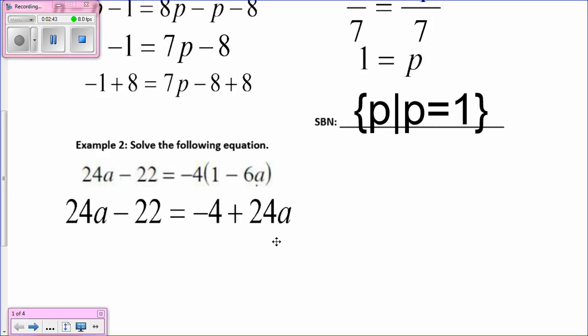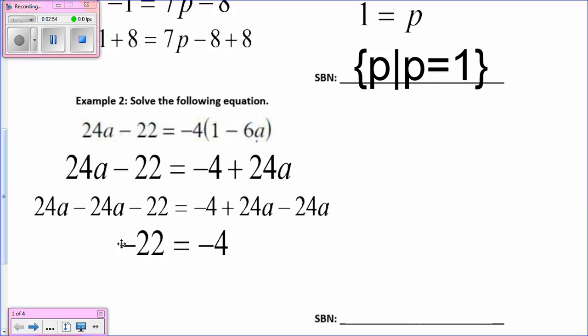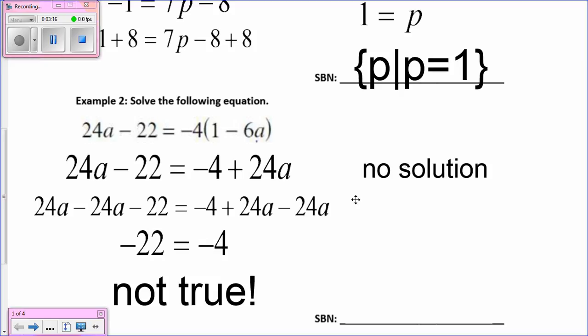I'm going to go ahead and subtract this 24a from both sides. So 24a minus 24a cancels out, 24a minus 24a cancels out. I'm left with negative 22 equals negative 4. As you can see, I have no more a's, and I'm left with a false statement. That's not true. Negative 22 does not equal negative 4. So when all my variables are canceled out and gone, and I'm not left with a true statement, that means there's no possibility for a that will make this a true statement.